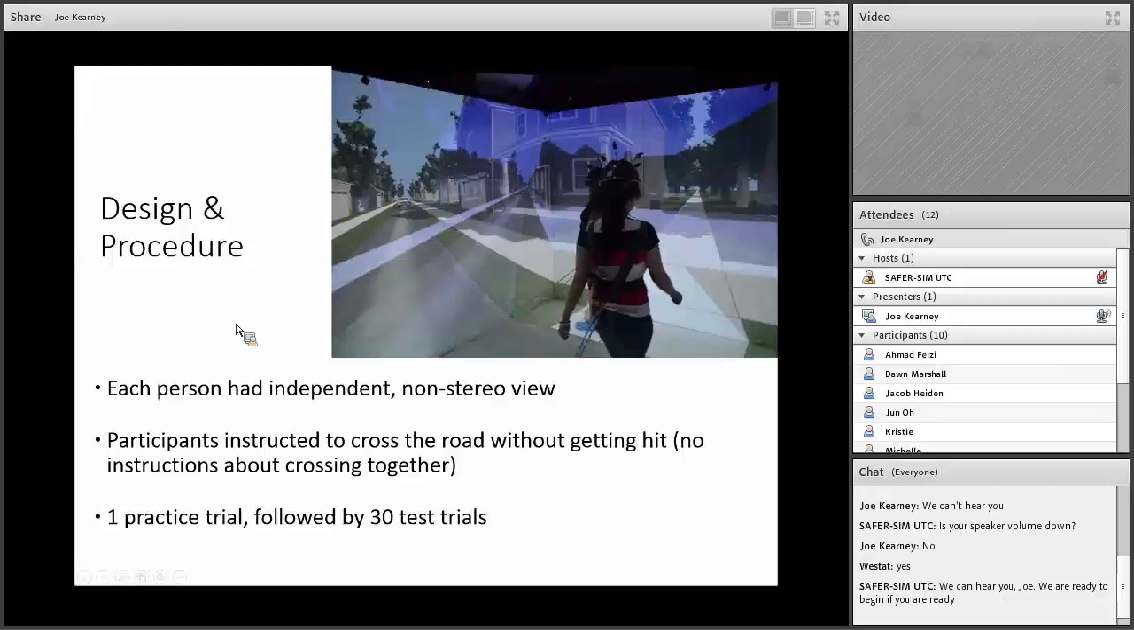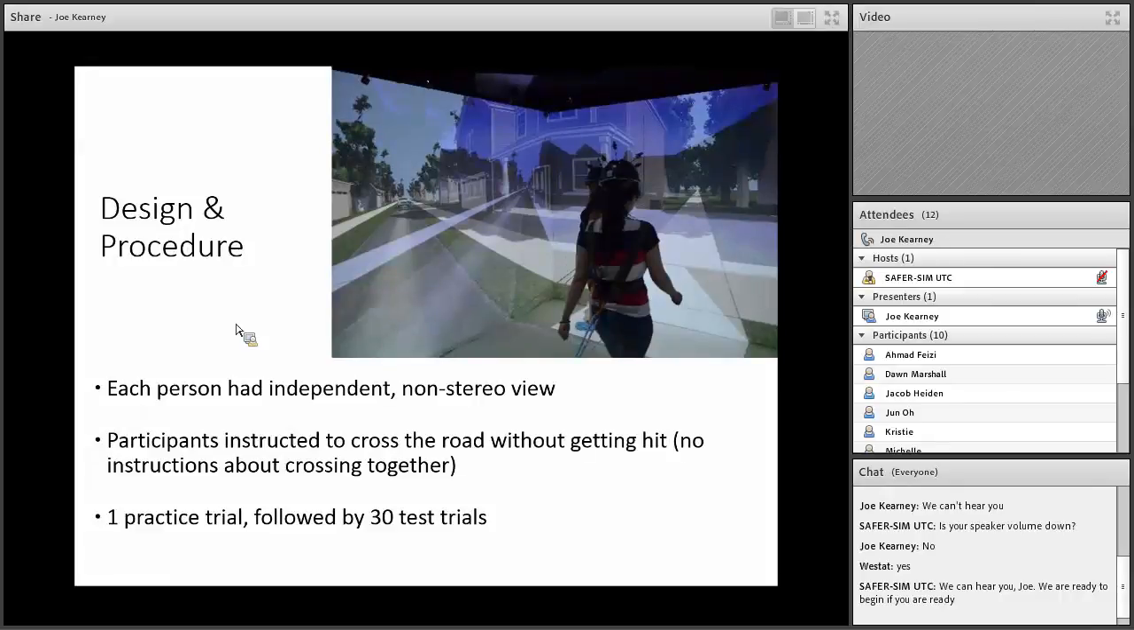So this first experiment had two people. Each person had an independent non-stereo view. Prior to this experiment, we'd conducted another study that looked at the influence of stereo in these kinds of simulators. And what we found was that for the key performance variables, stereo and non-stereo behaviors were very similar. The size of gaps they took and the way they timed their motion was not significantly different between the two different conditions.